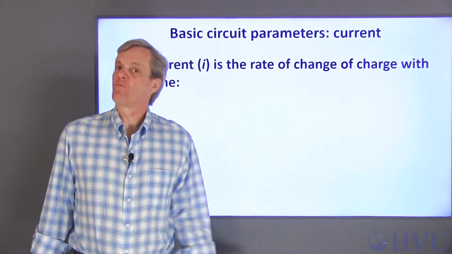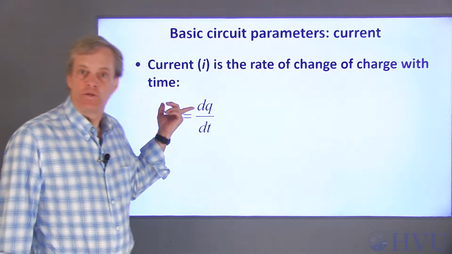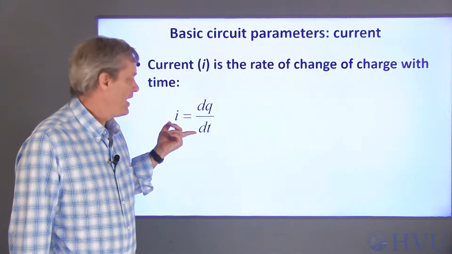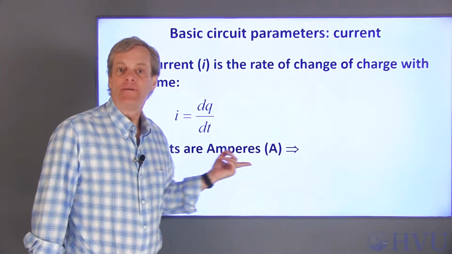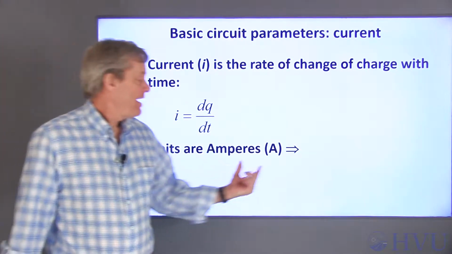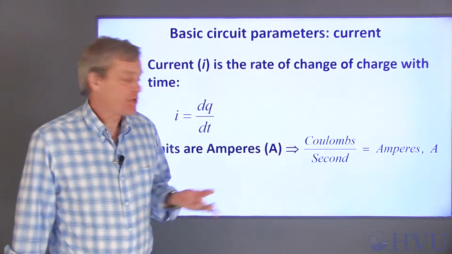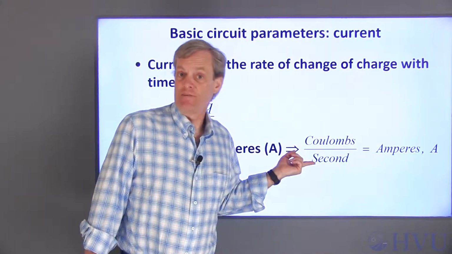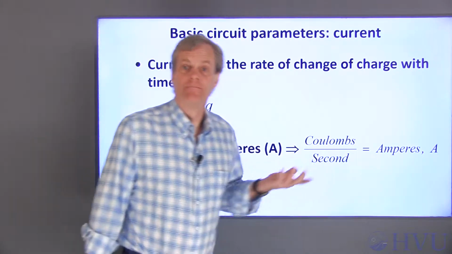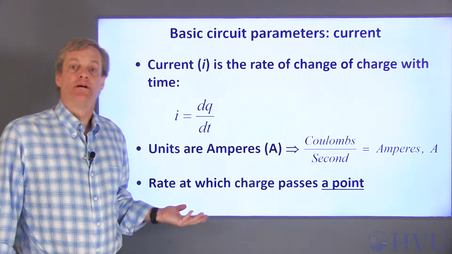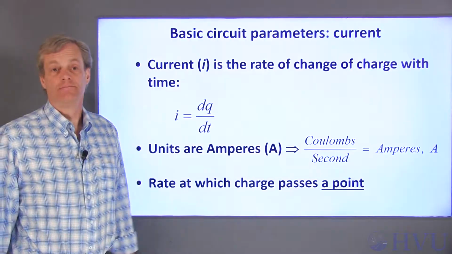Current is simply the rate of change of charge with time. Mathematically, it's the derivative of charge with respect to time, dq by dt. The units of current are amperes, or amps for short, and they're represented by a capital letter A. Since units of charge are coulombs and time is measured in seconds, amperes are equivalent to coulombs per second. Current, then, is the number of coulombs of charge that pass a point every second.